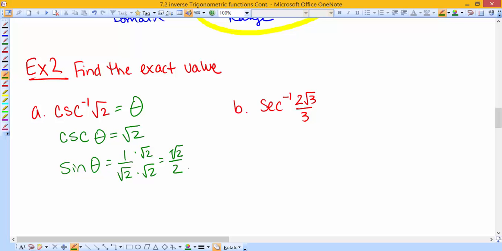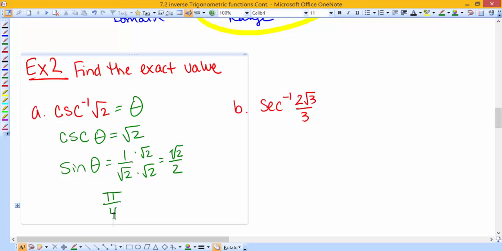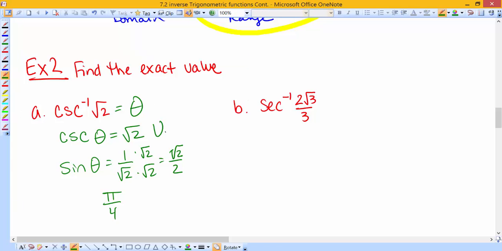over 2. So now you have to find where the sine is root 2 over 2, and that happens at pi over 4. But wouldn't that be so much easier if you actually had this on your unit circle or you had a trig chart to reference? From here, you can use your unit circle. Find where cosecant is root 2. And since cosecant goes with sine, you are also looking in quadrants 1 and 4, just the right side of your unit circle. All right, let's move on to example B.